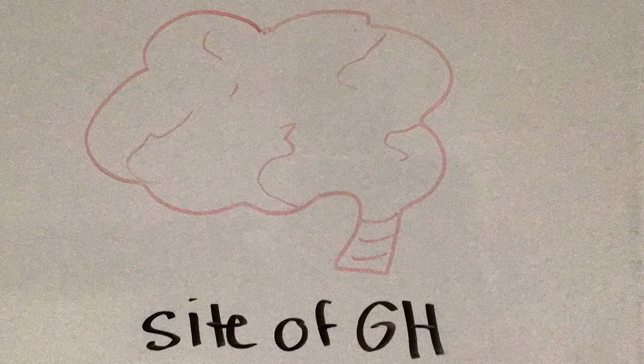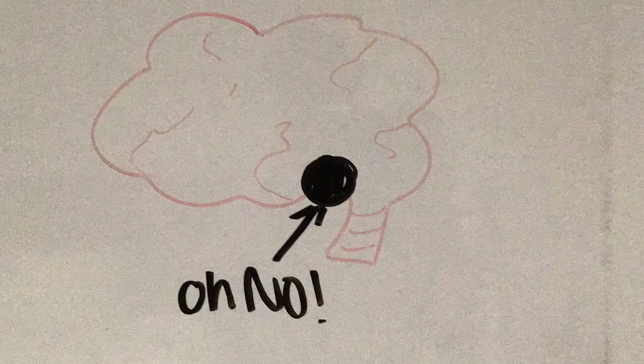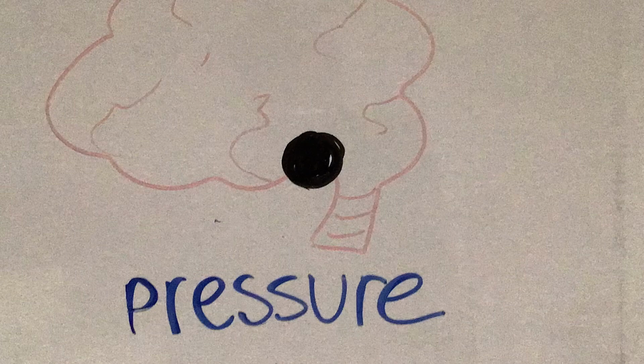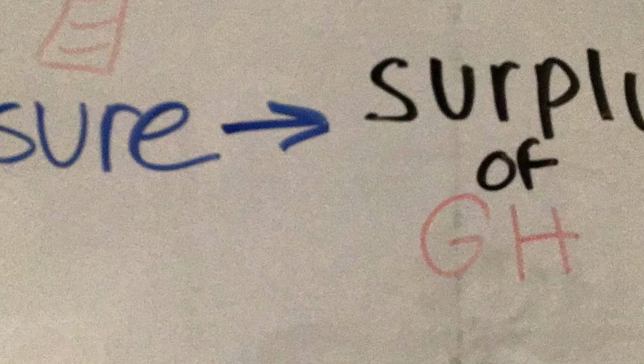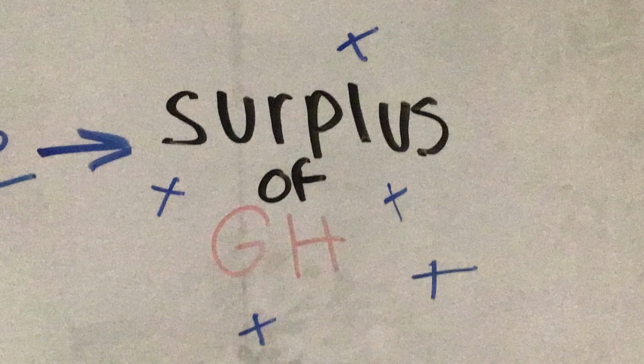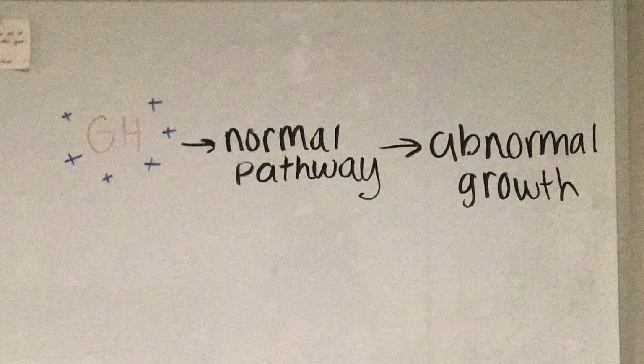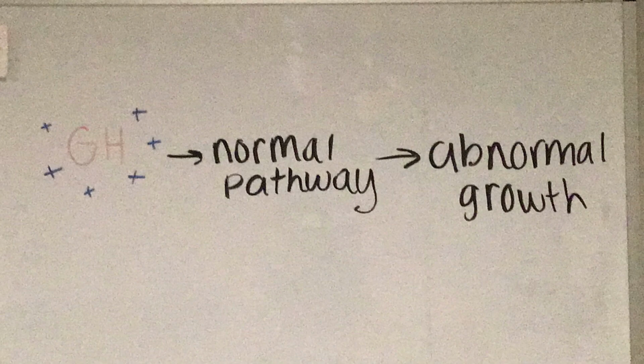At the site of the growth hormone, there will be a non-cancerous tumor. This tumor will apply pressure to the site of the growth hormone. The amount of pressure will lead to a surplus of growth hormone. This high amount of growth hormone will go through the normal cell pathway and lead to abnormal growth.